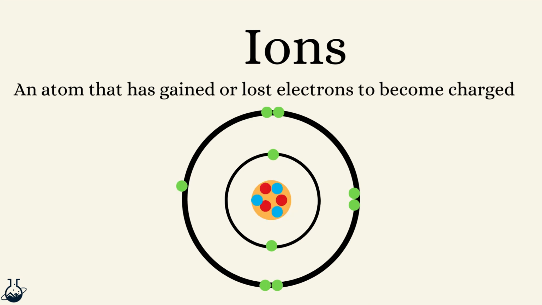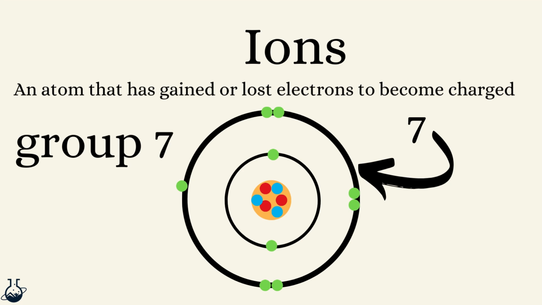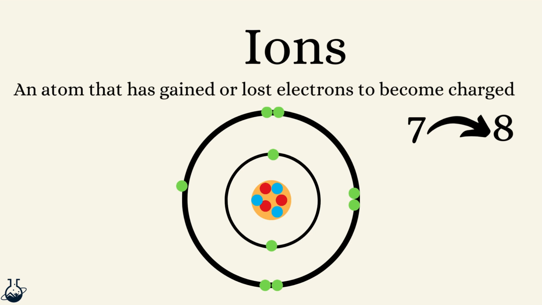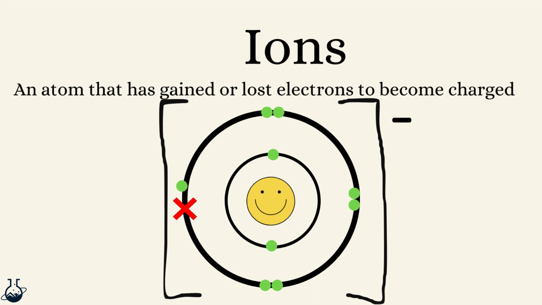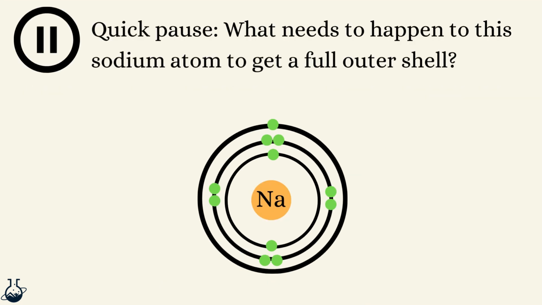Let's look at another example. This atom is in group 7 with 7 electrons in its valence shell. To become stable, it needs 8. So it needs to gain 1 electron, shown by this cross, which means it gains 1 negative charge. Finish off with brackets and a charge. A quick pause here. What needs to happen to this sodium atom to get a full outer shell?